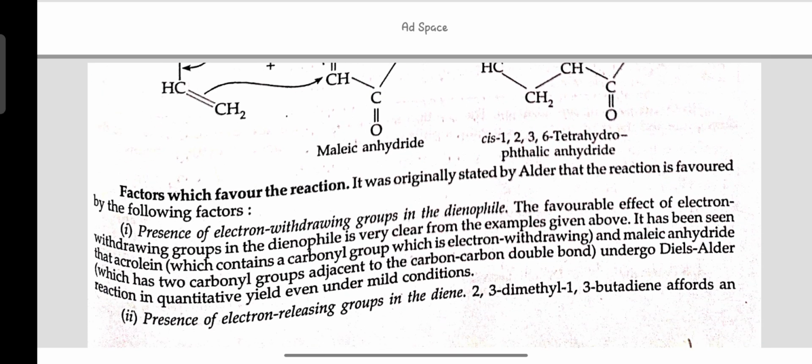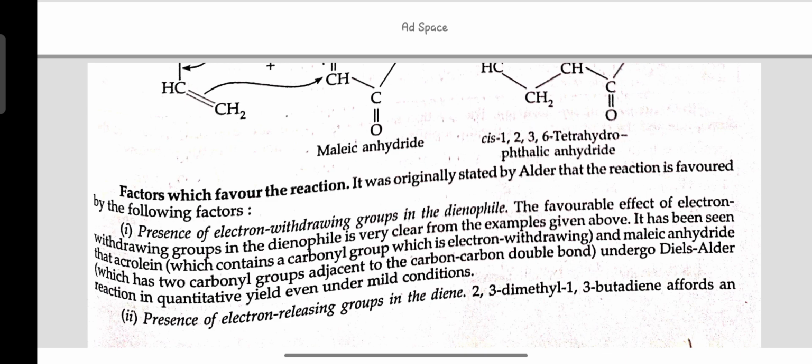Factors which favor the reaction. It was originally stated by Alder that the reaction is favored by the following factors. First, presence of electron withdrawing group in the dienophile. The favorable effect of the electron withdrawing group in the dienophile is very clear from the example given above. It has been seen that acrolein and maleic anhydride undergo Diels-Alder reaction in quantitative yield even under mild conditions.